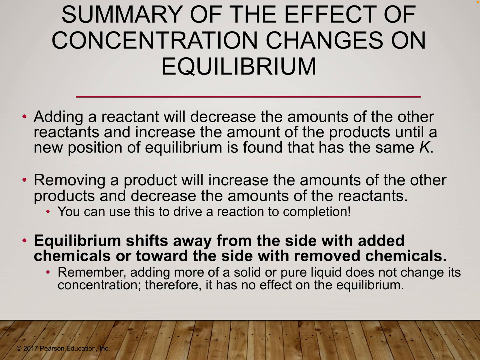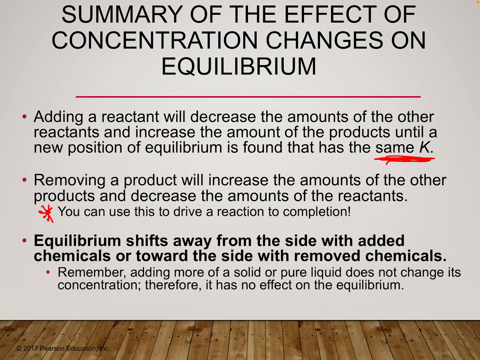Okay? So, to sum up, if we add a reactant, that will decrease the amounts of the other reactants and then increase the amounts of the products until we get a new equilibrium position. And again, we will have the same K. When we add a reactant, we will temporarily have a higher forward reaction rate, but we haven't messed with the reverse reaction rate at all. If I remove a product, that will increase the amount of all the other products because it's going to shift to make more of those products, and it will decrease the amounts of the reactants. This is super useful, okay?